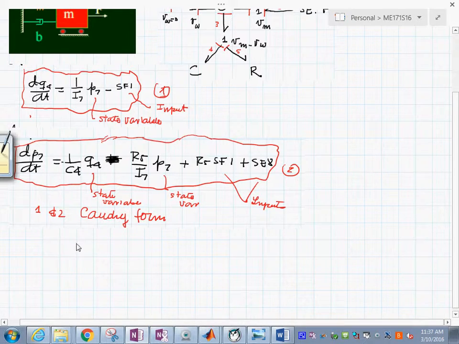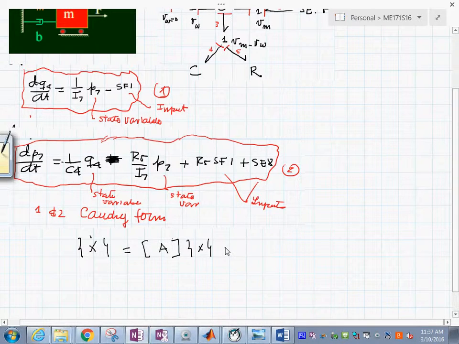This is the C matrix that we're going to call it, and then the state vector plus the D matrix multiplied by the input vector. This whole thing that you see here is called state space form, or is also called a state variable form. Okay, we would like the equations that we have upstairs in here to be in this form.